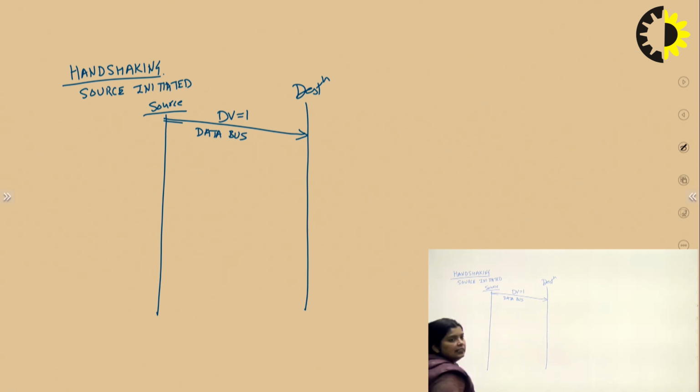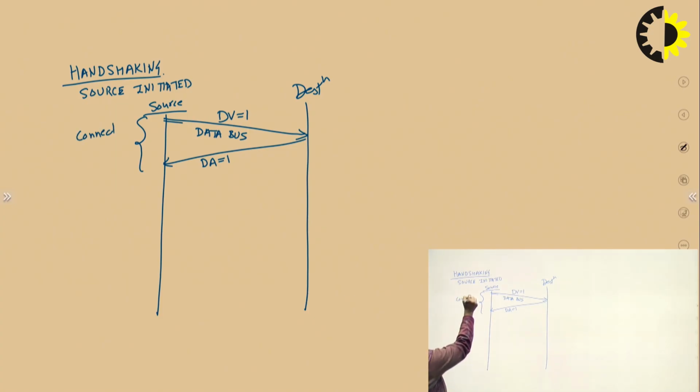Now, at the destination, if the destination is free, then it is transmitting DA equal to 1. DA equal to 1 means I got your data; that is not a data, that is a data accepted line, and I am ready to communicate. Fine. So, that is the mutual consent. Both are saying yes, and now we can start the communication. This phase is called connection establishment. This is the first phase of the handshaking method.